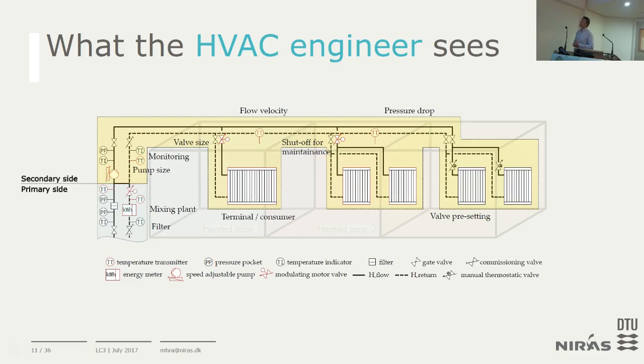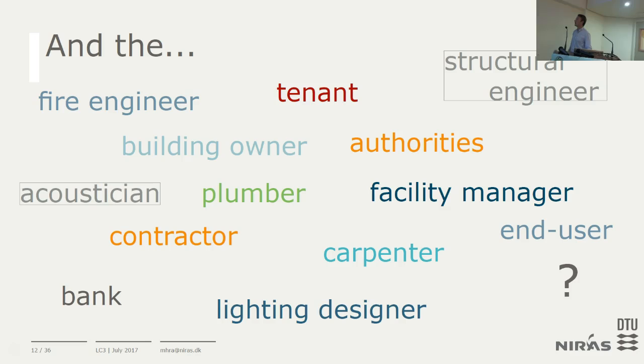And if we ask the HVAC engineer, which is me, I basically just see some radiators that I need to give a certain size, dependent on the requirements from the indoor climate engineer. And I care about flow velocities and pressure drops and stuff like that. So it's the exact same 3D geometry we see here, but it's really, really different what interpretations we have of what we see. And how about if we ask the fire engineer, the tenant, the facility manager, the end user? The thing is that the tools we have today don't solve this problem.